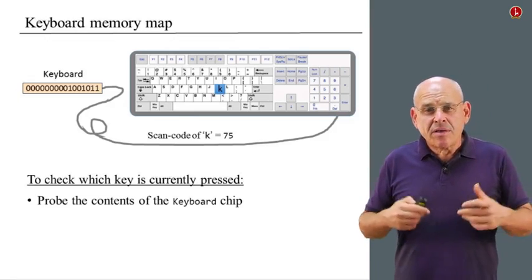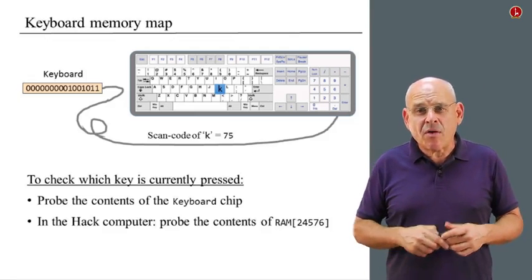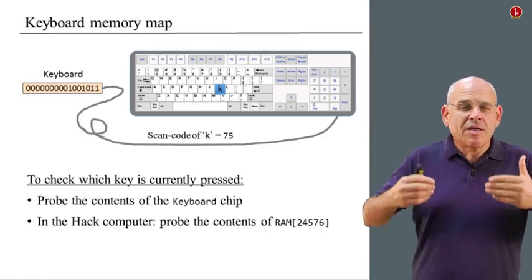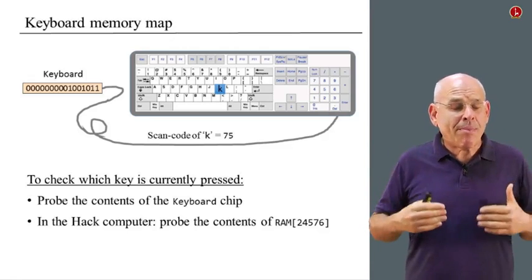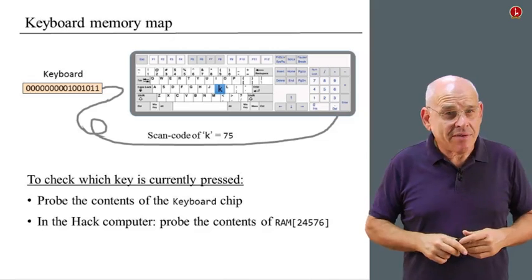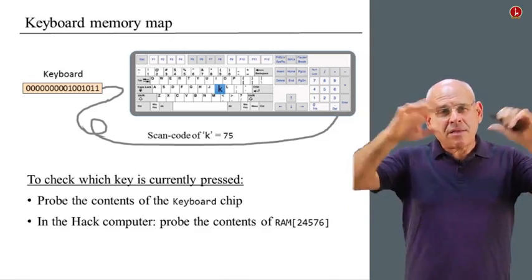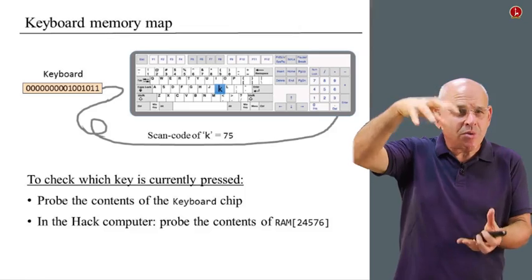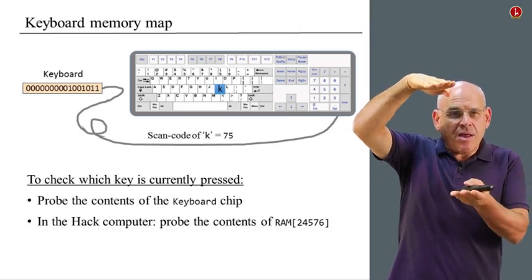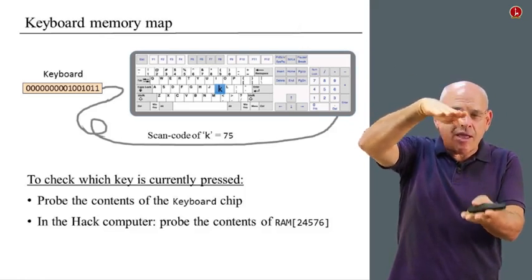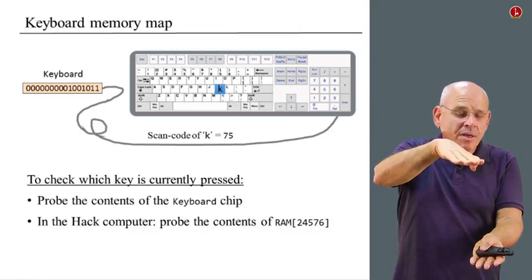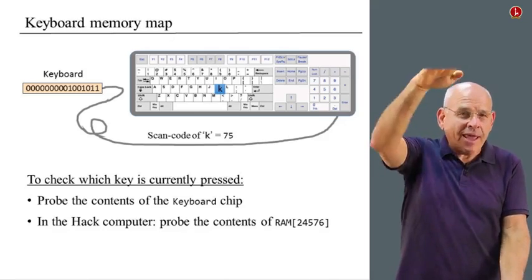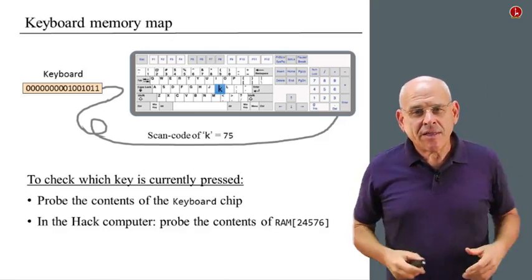In the Hack computer, we probe the contents of RAM at address 24576, because this is where the keyboard memory map happens to reside. That is, when we build the overall computer next week, we're going to connect several chips together. We're going to begin with some regular memory units, then add the screen memory chip, and finally add the keyboard.